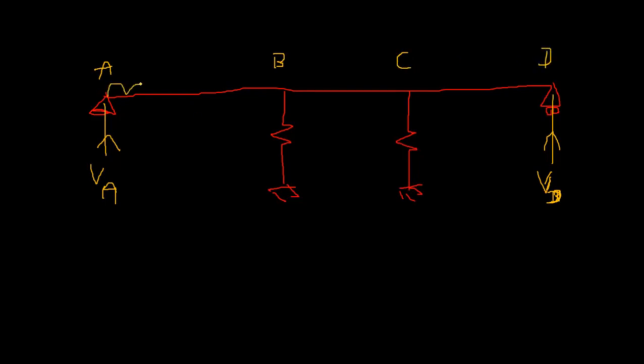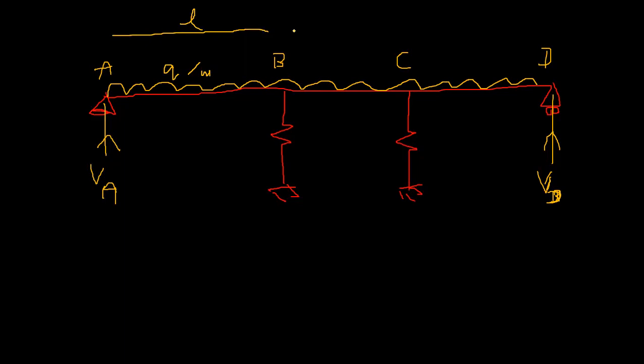So you have altogether Q per unit length, right? And your length is L, L, and L. So pretty much this is a symmetric structure, so you can take VA equal to VB as well, right? No problem. But to be honest, we will take this as a redundant for now, right?